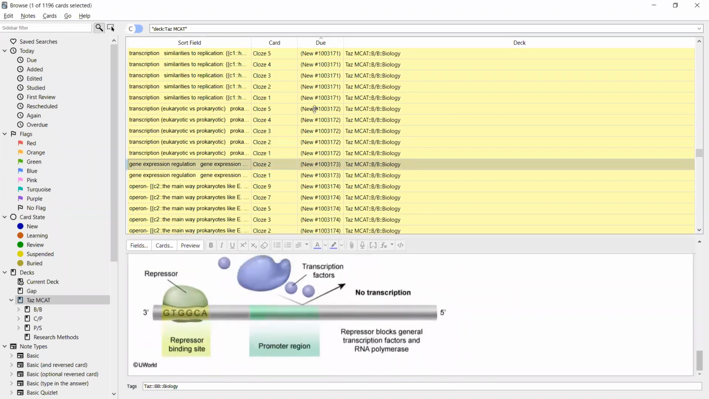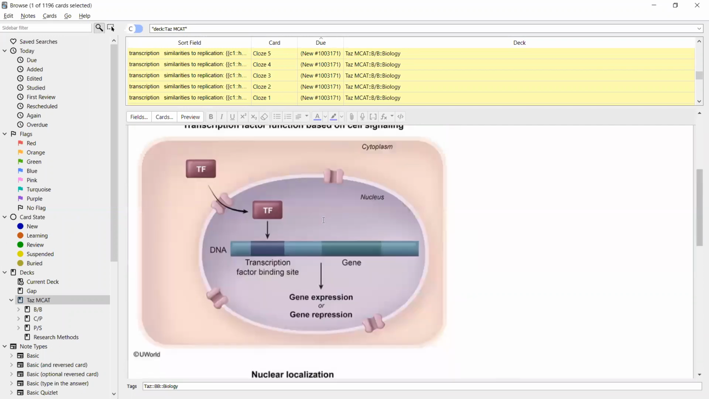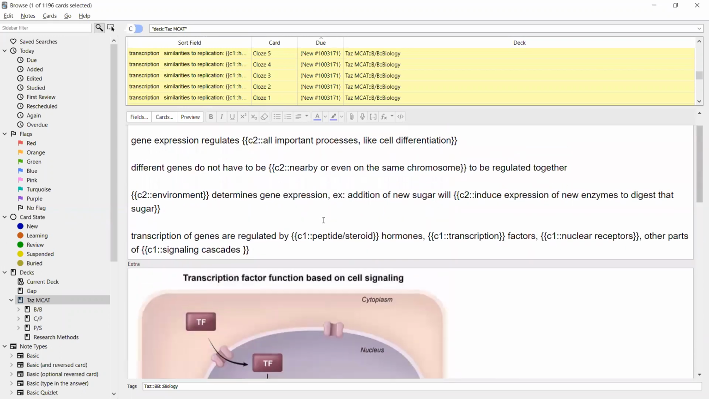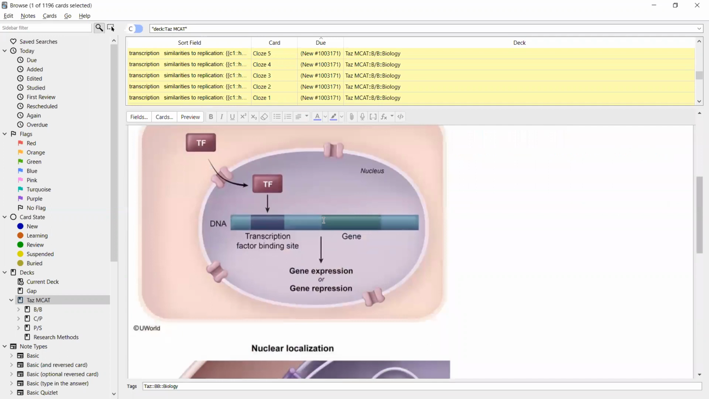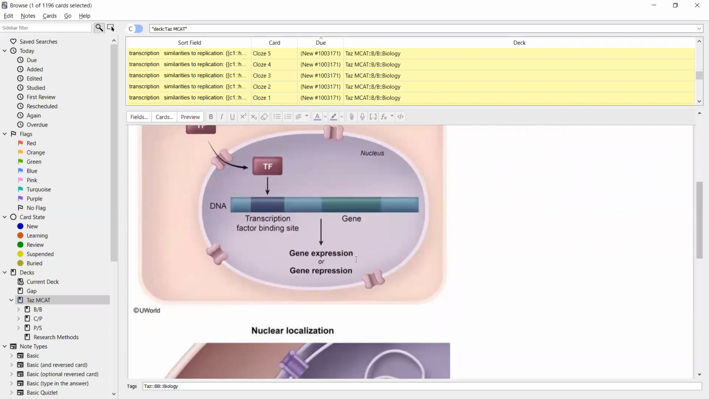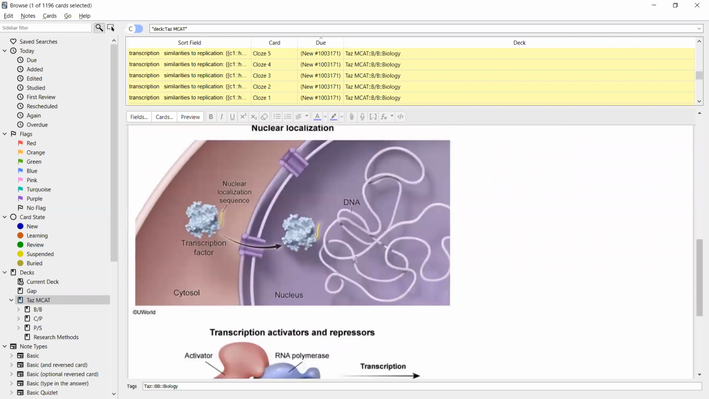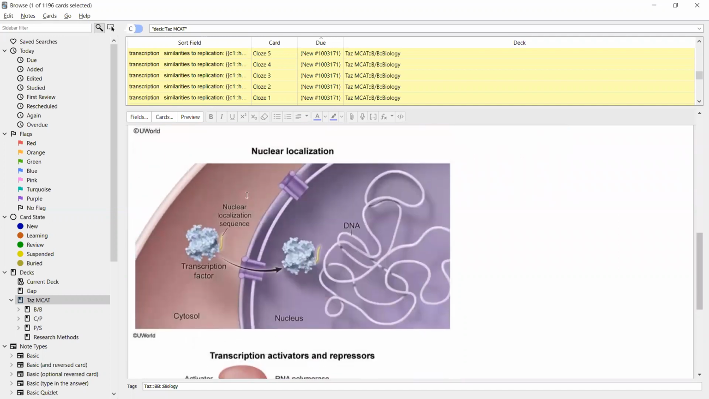Yes. So I think those are the major things. We talked about transcription factors, and that leads to gene expression or gene repression. Nuclear localization. So the nuclear localization sequence is basically the thing that transcription factors have that allows them, it's like a passport, to get into the nucleus.